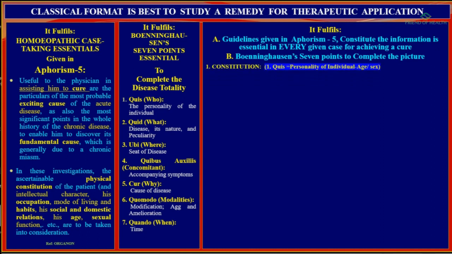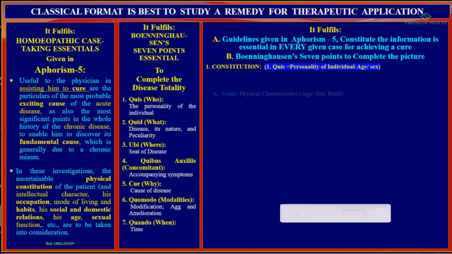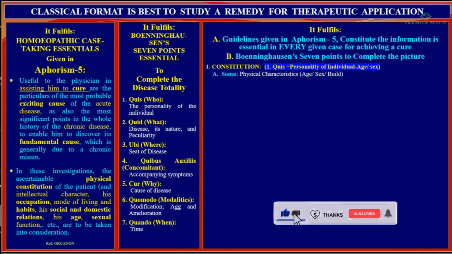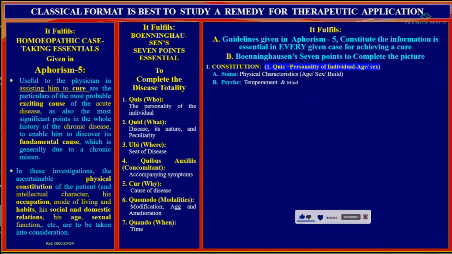So the first heading under classical format is the constitution, and it corresponds to point number 1 by Boenninghausen, that is quis, personality of the individual, age and sex. So its somatic part gives us the idea about physical characteristics, age, sex, build. B part is psyche, which tells us about temperament, mental attitude and mind.